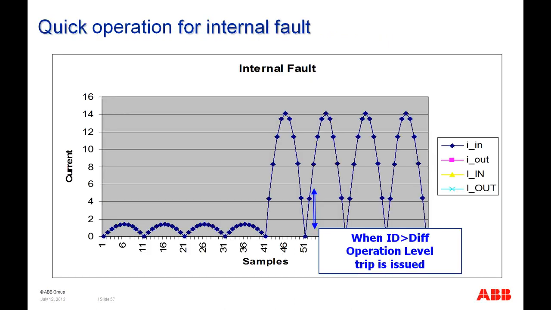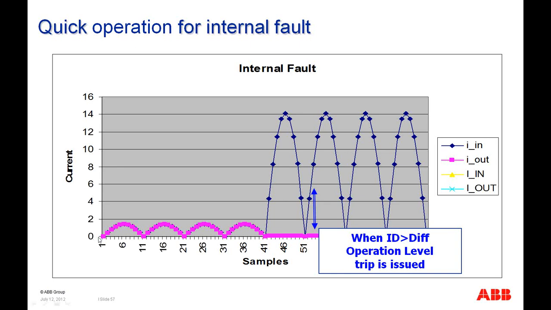So here's the condition. The first thing we're going to do is show you what the relay sees. This is the input current to the relay. This is a pre-fault condition where you see the current is less than 2 amps. And then after the 41st sample, we get an internal fault, and the current gets much, much higher, going up to 14 per unit or so, 14 amps or so, and then it follows that for several cycles. This is what's called the IN current.